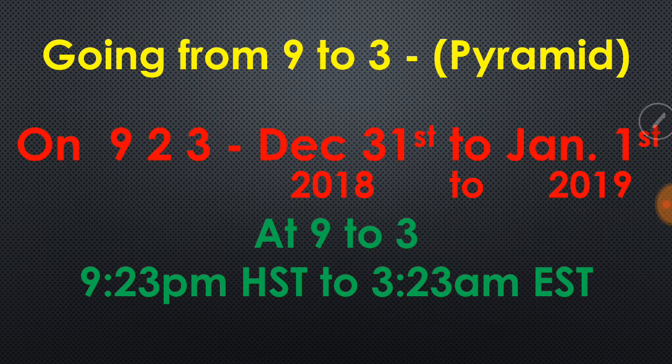Okay, so what they're doing, and I showed you with the pyramid, for example, and their sick meanings and all this stuff, they're going to go from 9 to 3, like the pyramid, on 9/23, December 31st, 2018 to January 1st, 2019 at 9/23, after 9 p.m. to after 3 a.m. Eastern Time. Okay, all these 9/23s. That's the way they do it, okay?